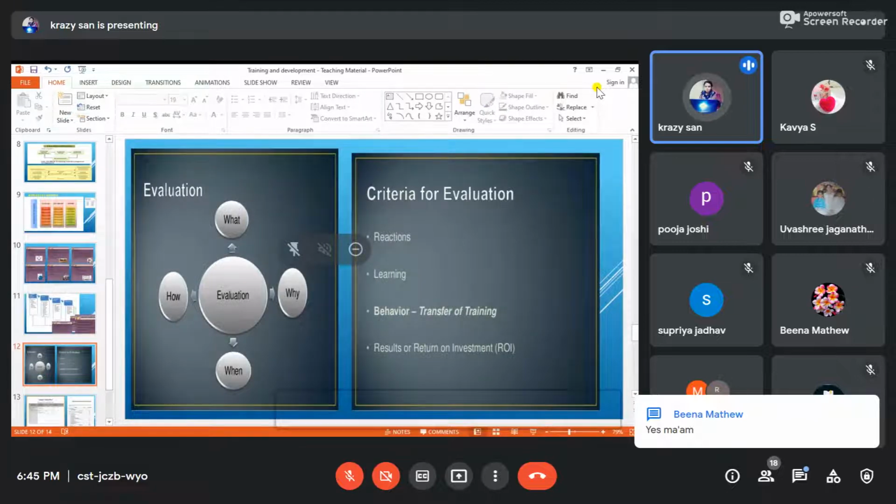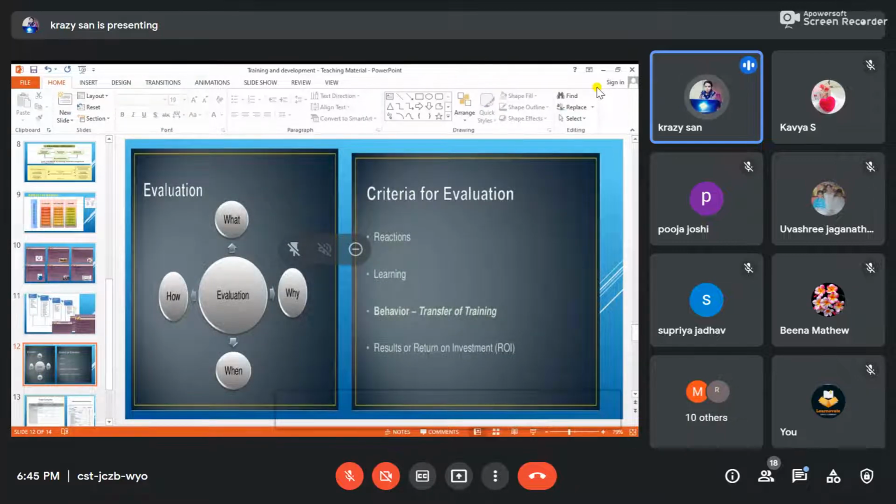So evaluation is done on the basis of four concepts: what, why, when, and how. Because when the evaluations are done, you will find the reactions of the employees who are under the training. You will find out what they learned with the training. Behavior will be transfer of training. When you make them go under other training, you'll find the behavioral attributes in them. So you can evaluate from there also. Then results or return on investment means the outcome result.